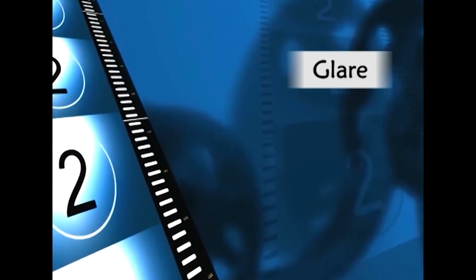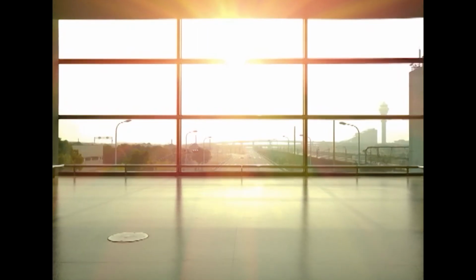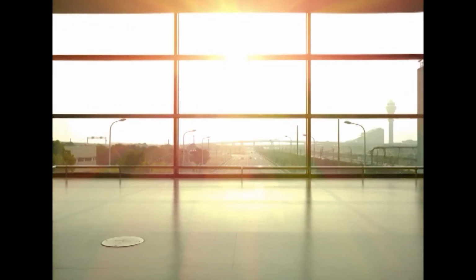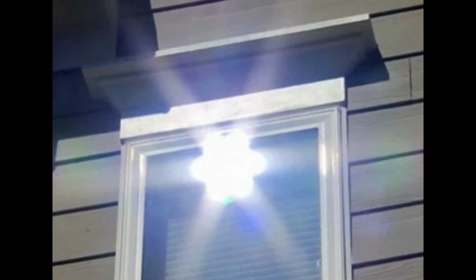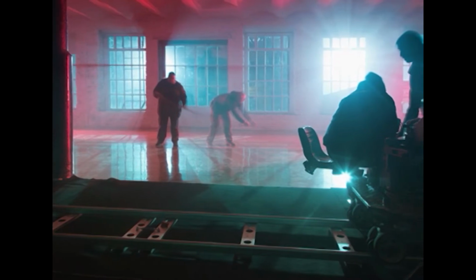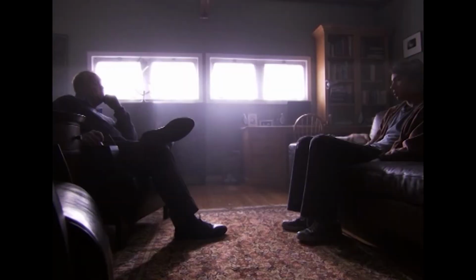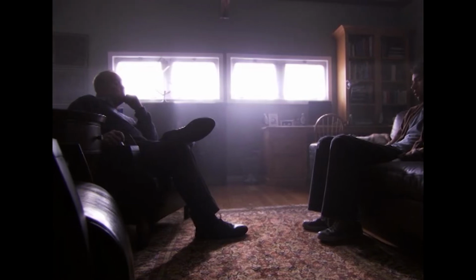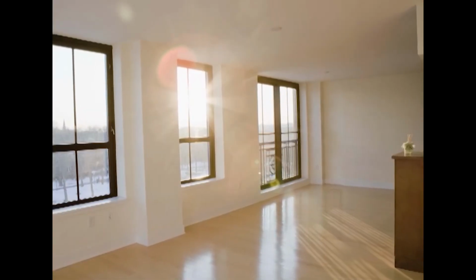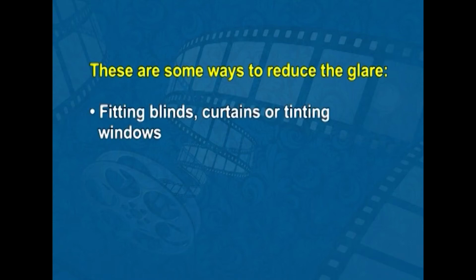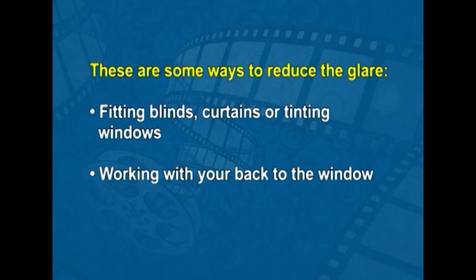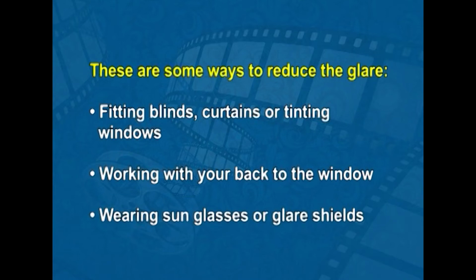Next, we will see glare. Glare is the bright light that interferes with the vision. Some eye conditions make individuals very sensitive to glare. Glare can be caused by natural light or artificial light and can be a problem both indoors and outdoors. Glare should be reduced whenever it is possible. These are some ways to reduce the glare: fitting blinds, curtains or tinting windows, working with your back to the window, wearing sunglasses or glare shields.